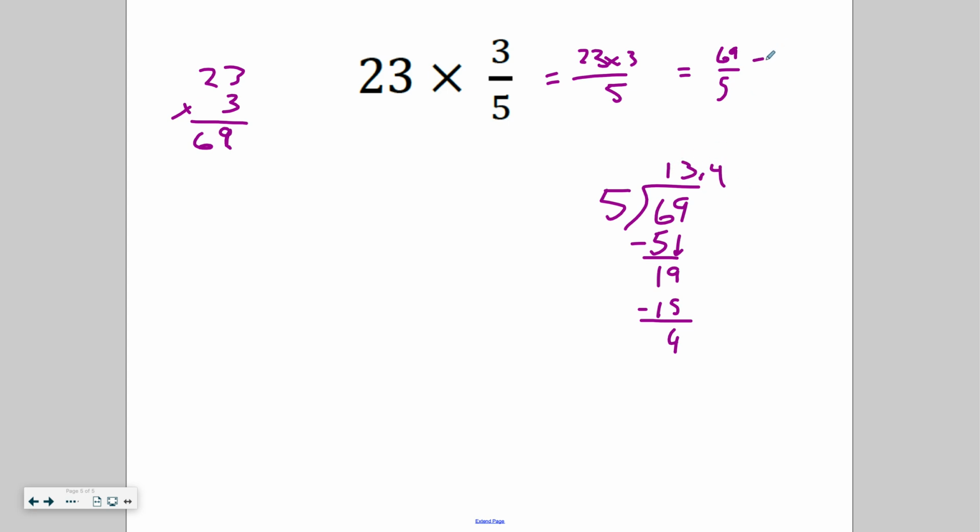My quotient becomes my whole number, and my remainder becomes my numerator. So 13 and 4/5. I'm not going to do the skip counting strategy. Either way, you will still get 13 and 4/5. You determine as always which strategy works best for you when you're trying to convert the improper fraction back to a mixed number.